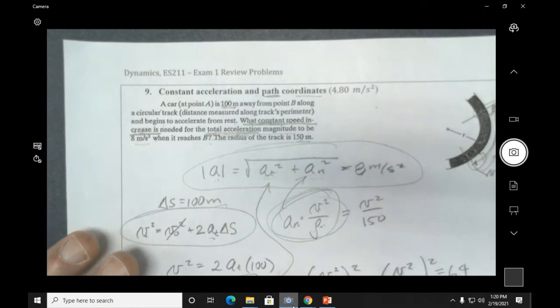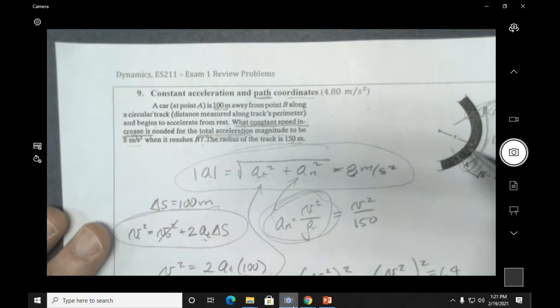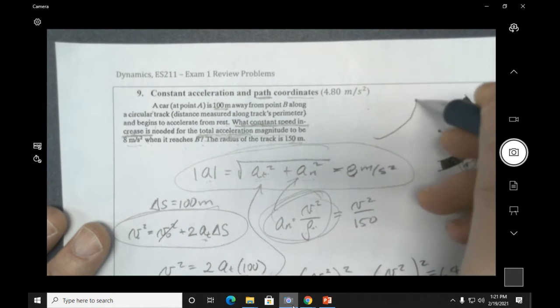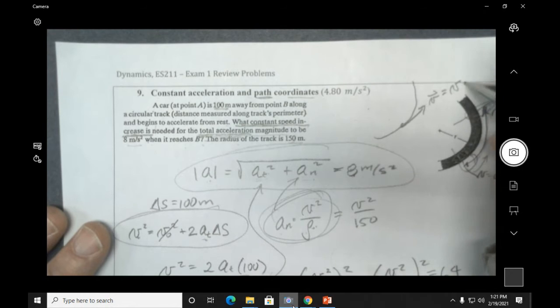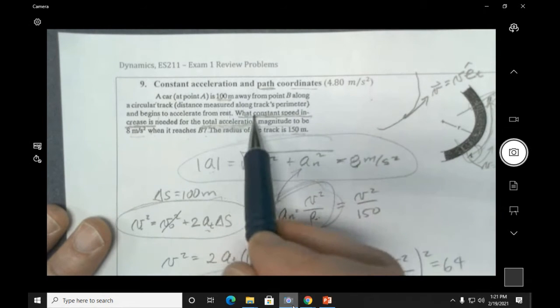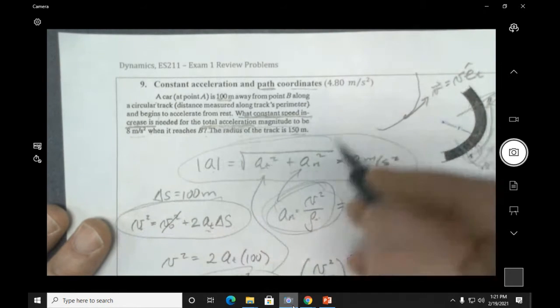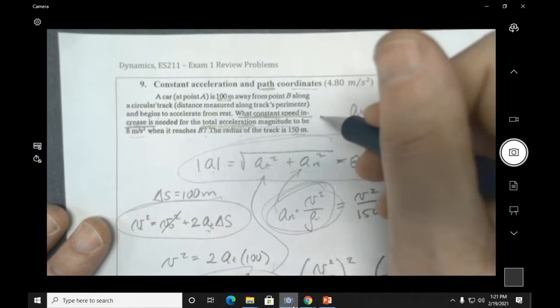Remember that velocity is always tangent to the path, right? So on this path right here, we have the car moving right there, there's the velocity, but that velocity is going to be equal to the speed times the tangential unit vector. So when they're asking here what constant speed increase, that's code word for the tangential acceleration, right?